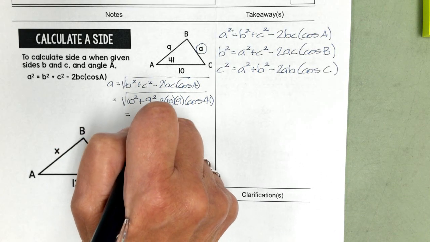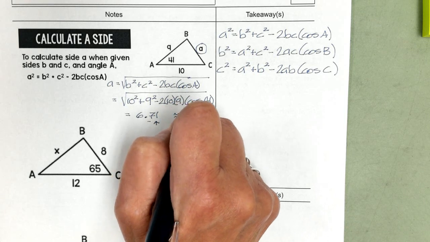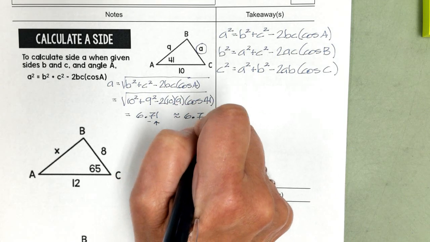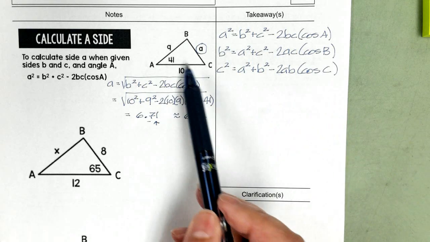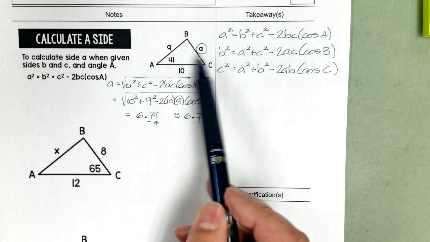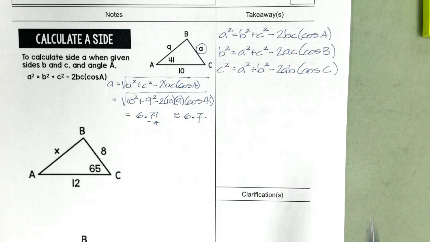We get 6.71. I'm going to go ahead and round it to the nearest tenth. And we get 6.7, which makes sense because 41 is smaller. It's probably the smaller angle, and so this has to be 6.7.